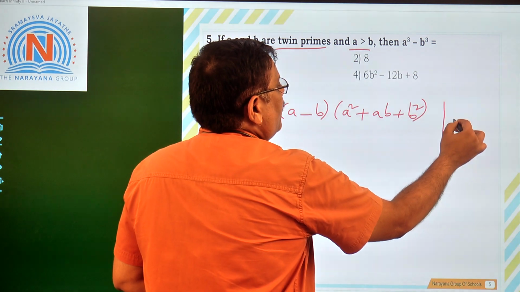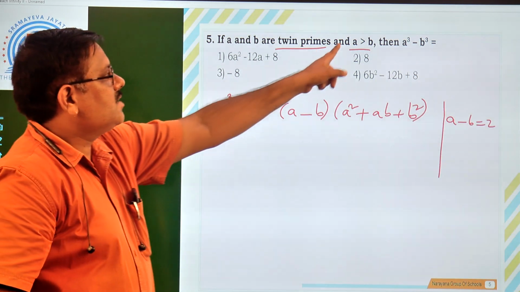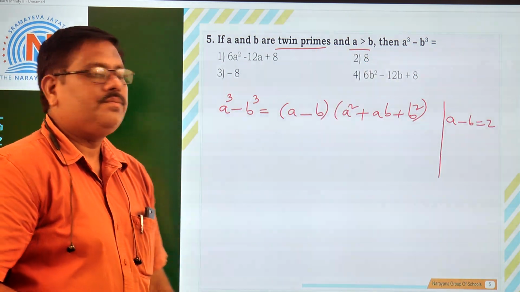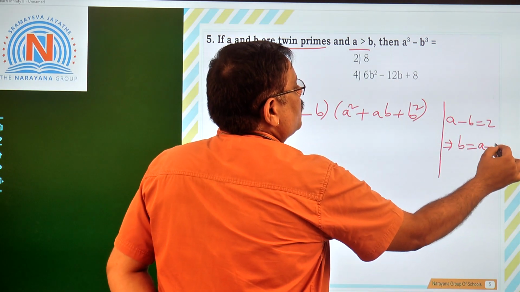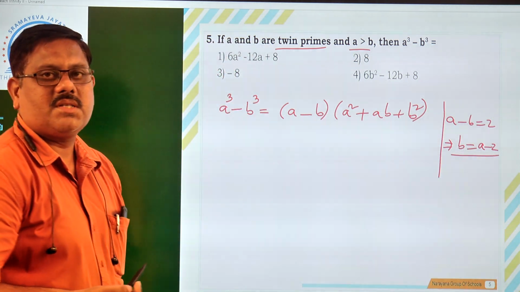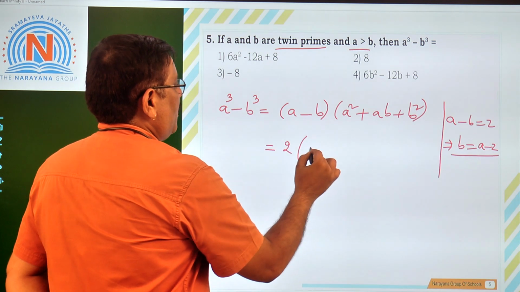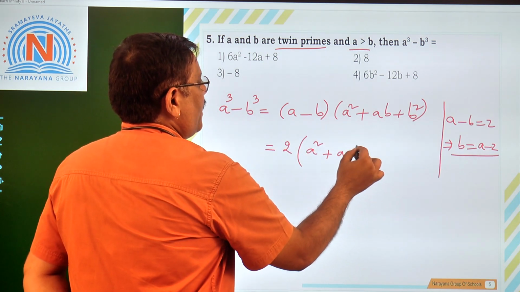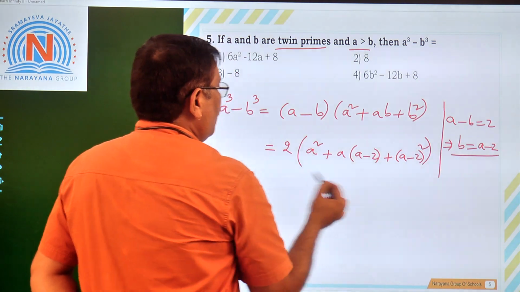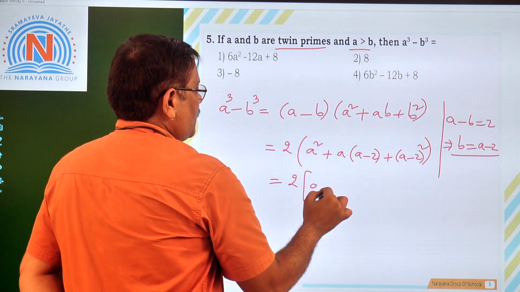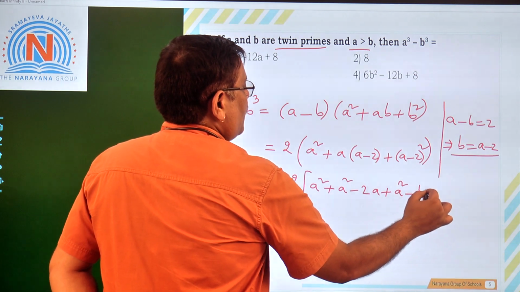Okay. Now a is more than b and a and b are twin primes. If you take that, a minus b will be 2. It's not b minus a, it is a minus b, because a is more than b, so a minus b will be 2. If a minus b is 2, that implies b can be written as a minus 2. So wherever you have b, you can replace that b with a minus 2. So that is a minus b, of course 2, times of a square plus ab, a times of b is a minus 2, plus b square, that is a minus 2 whole square. That is otherwise 2 times of a square plus a square minus 2a plus a square minus 4a plus 4.